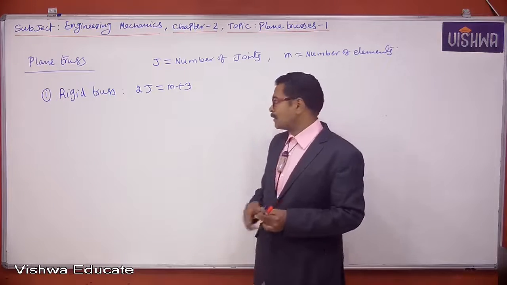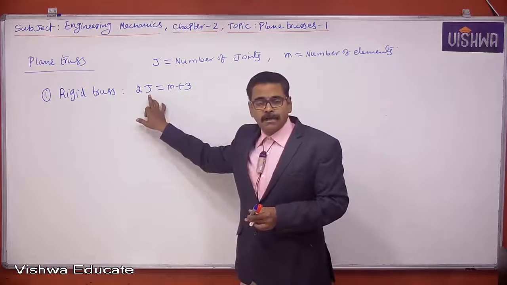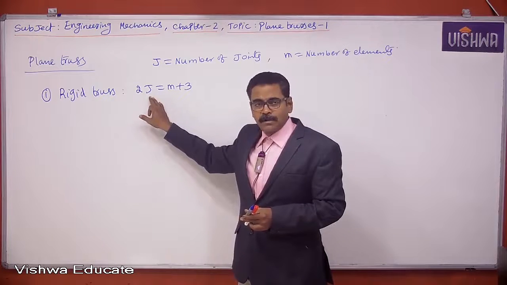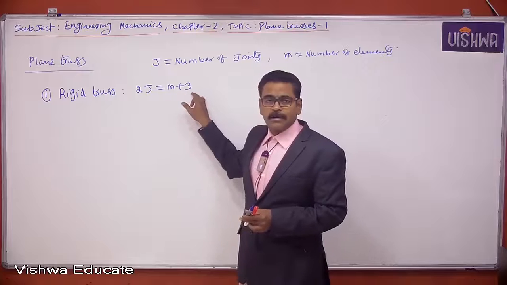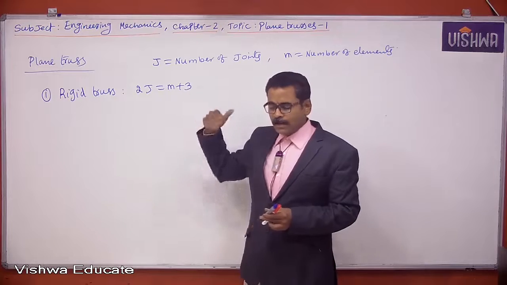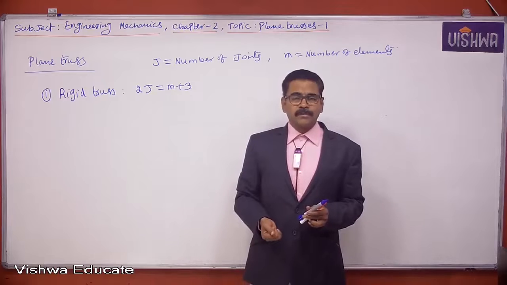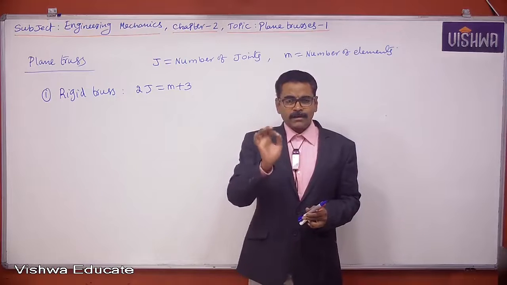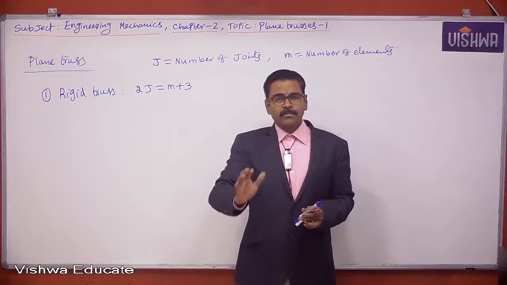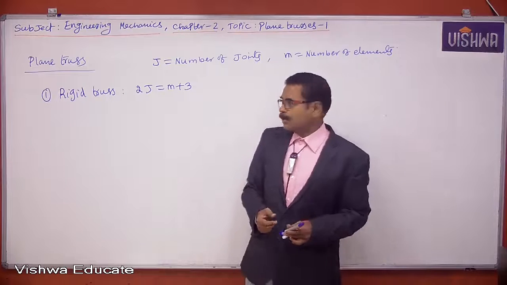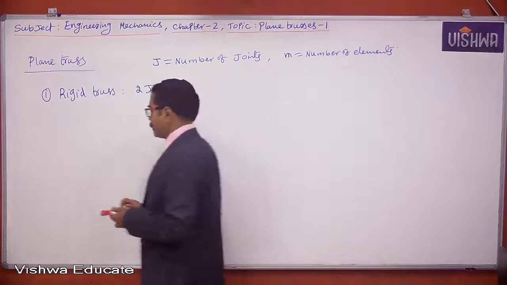Again I am saying, j could be an even number or an odd number. 2j is always an even number. For getting an even number on the right, m should be odd. When you add an odd number with another odd number, you will get an even number. So the number of elements in a rigid plain truss is always an odd number, like 3, 5, 7, 9. So this is the rigid truss.